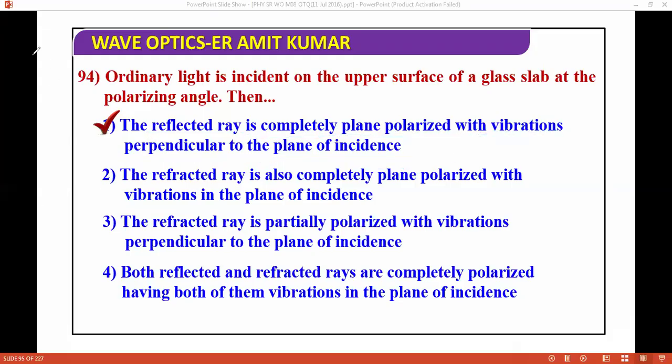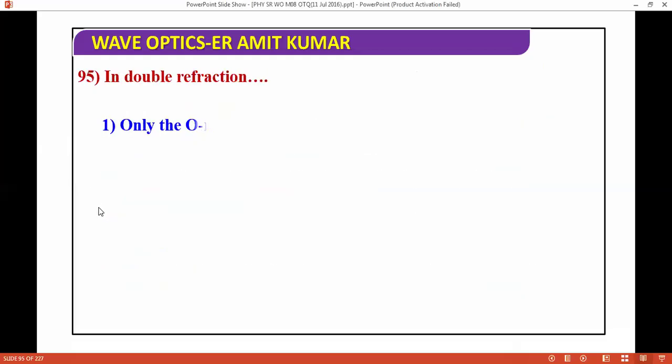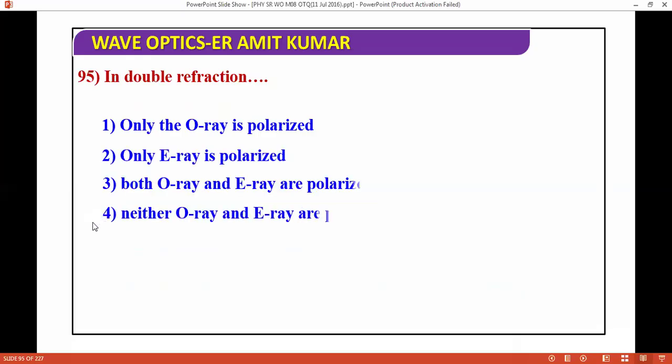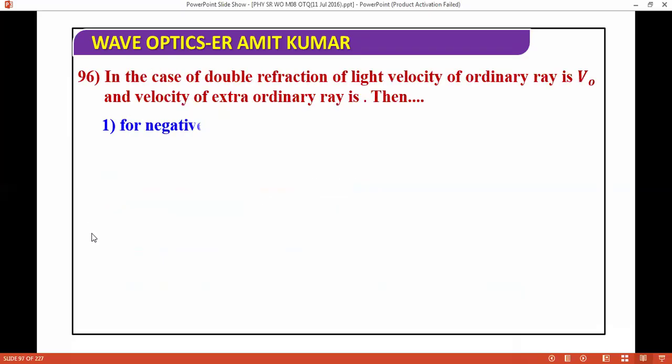Next one we are moving ahead with: in double refraction, only the O ray is polarized, only the E ray is polarized, both O and E rays are polarized, or neither. So in double refraction, both O and E rays are polarized. Next one: in the case of double refraction of light, the velocity for the ordinary ray is V_O and for the extraordinary ray is V_E.